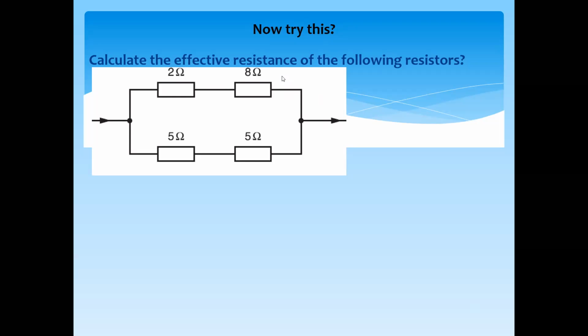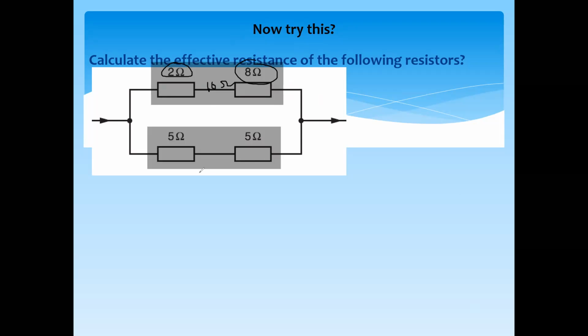Look, first you check 2 ohm and 8 ohm. 2 ohm and 8 ohm are connected in series. So what is the total of 2 and 8? It will be 10. So it means they will act like a 10 ohm resistor. Then there's also another 5 and 5. What will be the effective?